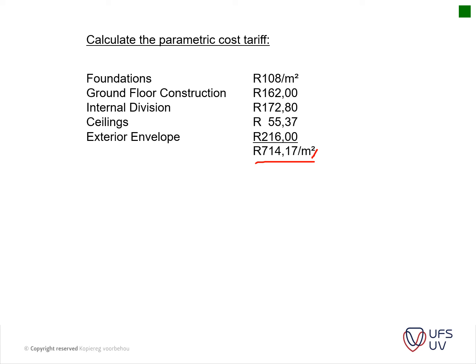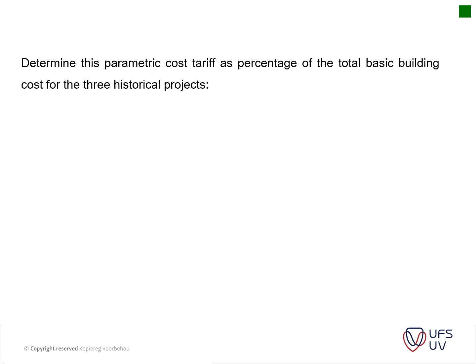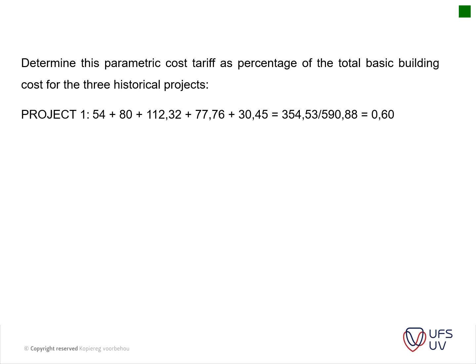The next step is to actually identify the items. Determine the parametric cost tariff as a percentage of the total building cost for the 3 historical projects. Firstly you add your 5480, this is from your project 1. You search for the items that you have in your parametric cost total, the items that your colleague actually identified and could do. Now you go to your historical project 1, calculate what those items were, and add them together.